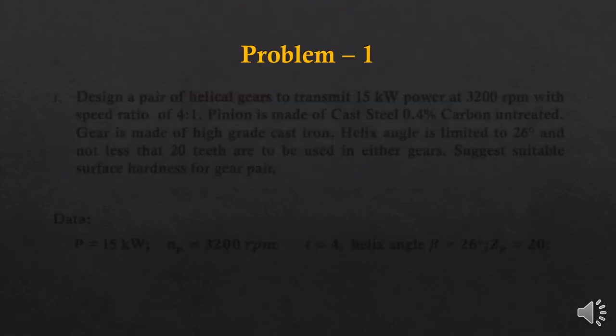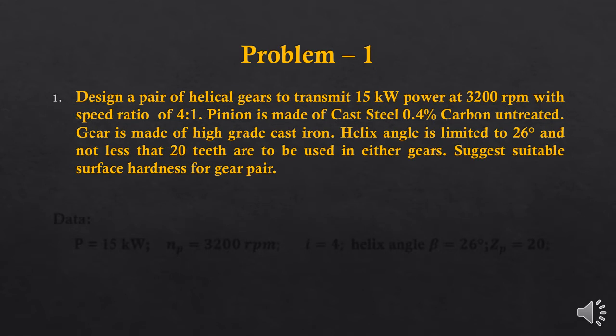Okay, so problem number 1 under design of helical gears is: design a pair of helical gears to transmit 15 kilowatt power at 3200 rpm with speed ratio of 4:1. Pinion is made of cast steel, 0.4% carbon untreated. Gear is made of high grade cast iron. The helix angle is limited to 26 degrees and not less than 20 teeth are to be used in either gears, pinion and gear. Suggest suitable surface hardness for the gear pair.